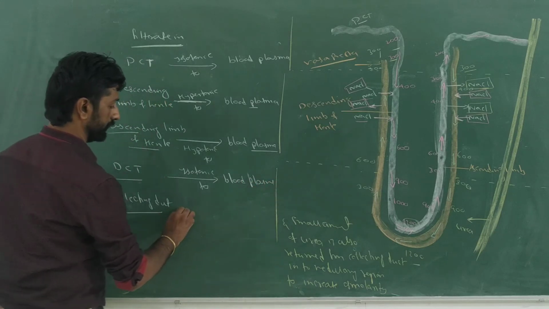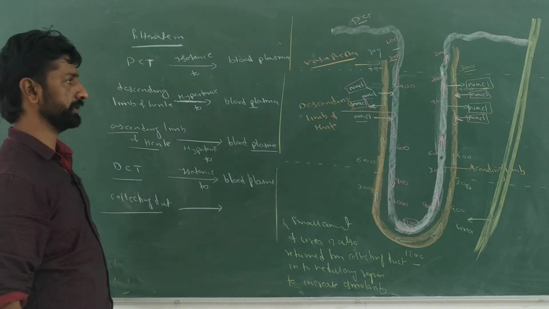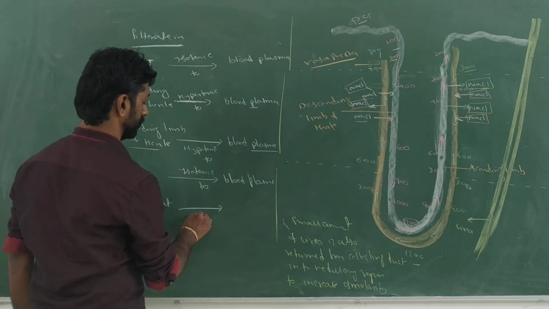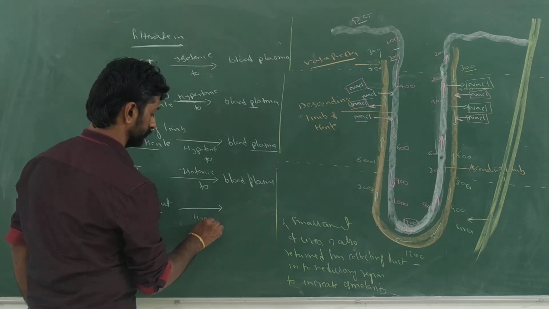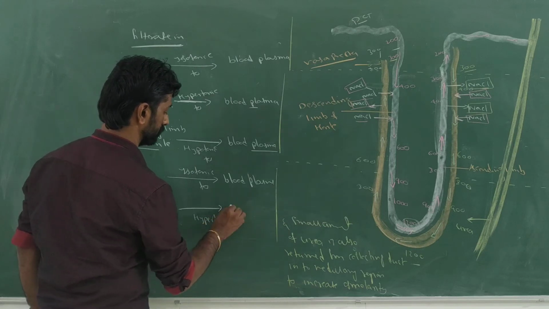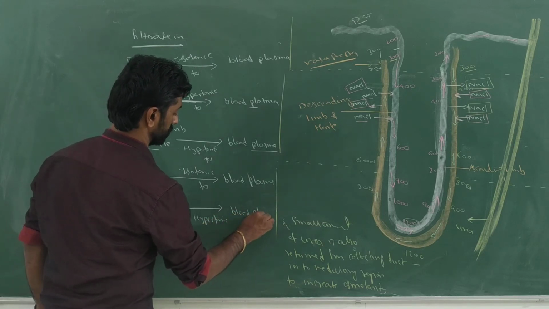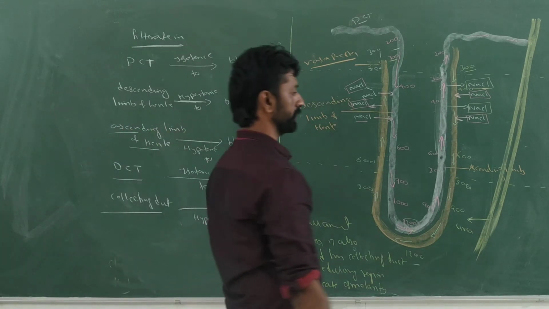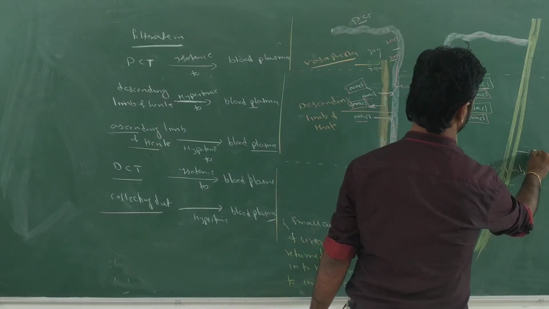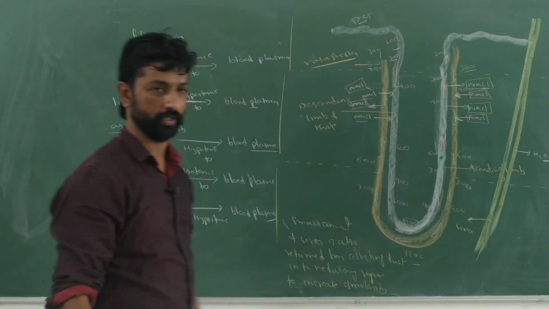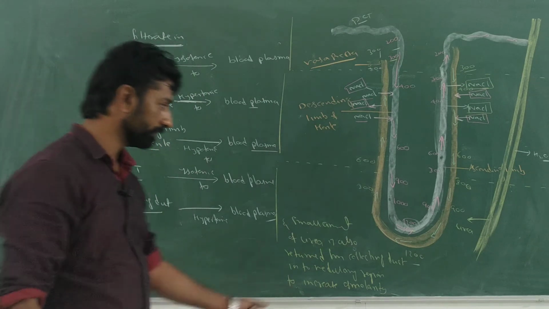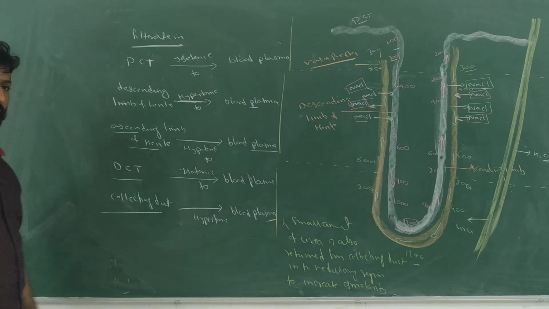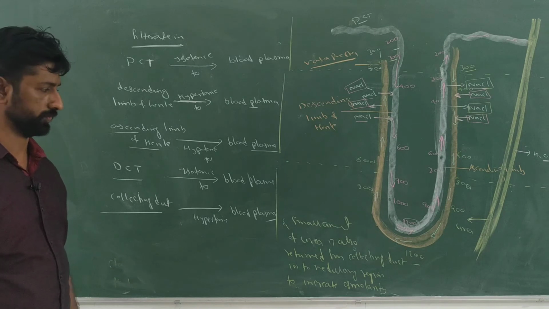And what about in the collecting duct? When such filtrate reaches the collecting duct, now it is called urine, and this urine will be hypertonic to blood plasma. Why will it become hypertonic to blood plasma in the collecting duct? Because water is being absorbed by the collecting duct, so it becomes hypertonic again. What about at the interstitial medullary region? There it is isotonic only.